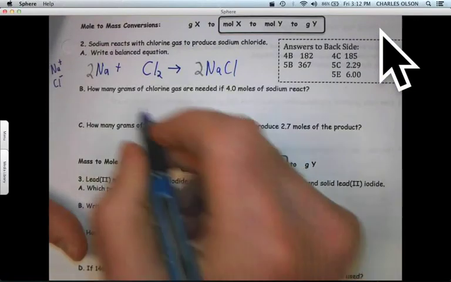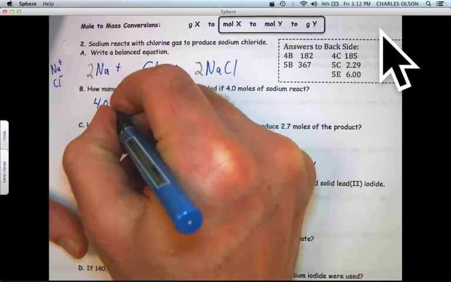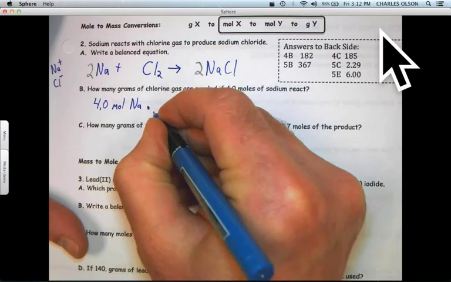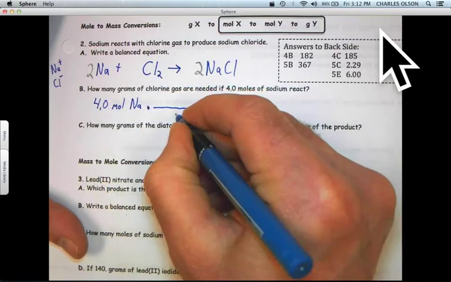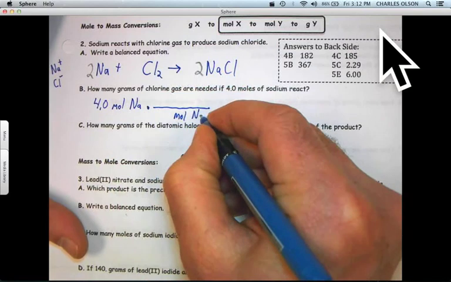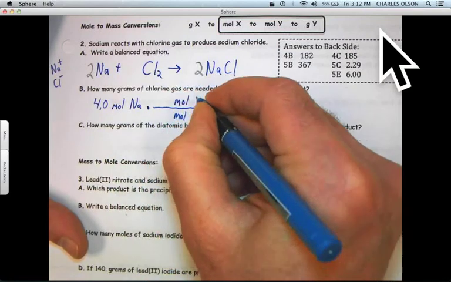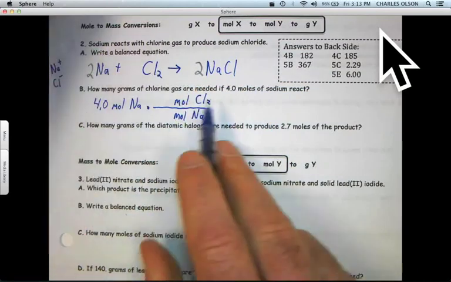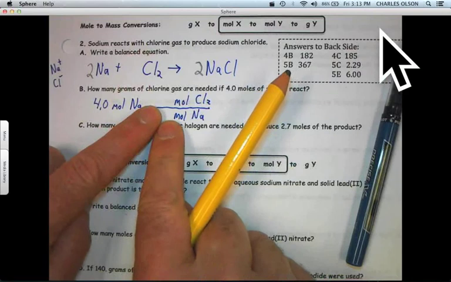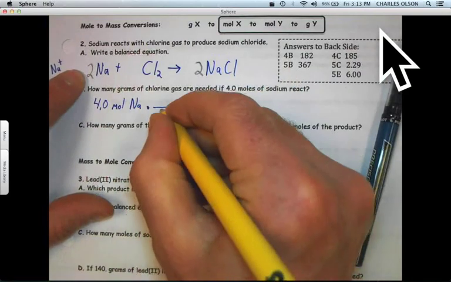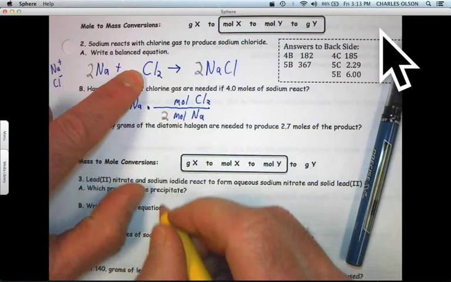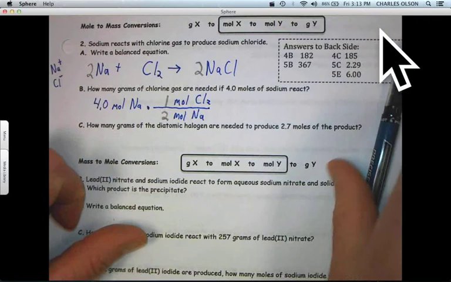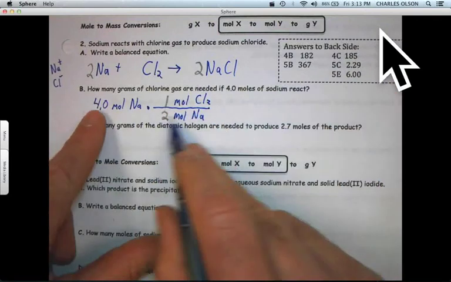So let's write the given, 4.0 moles of sodium. And then our first conversion factor is a molar ratio. We get out of moles of sodium into moles of Cl2. That's our moles of X to moles of Y. Mole ratio. For the coefficients, we look in the balanced chemical equation. It's 2 moles of sodium. 2 moles of sodium react with 1 mole of chlorine. So there's our ratio, a 1 to 2 ratio. And that gives us the moles of chlorine.